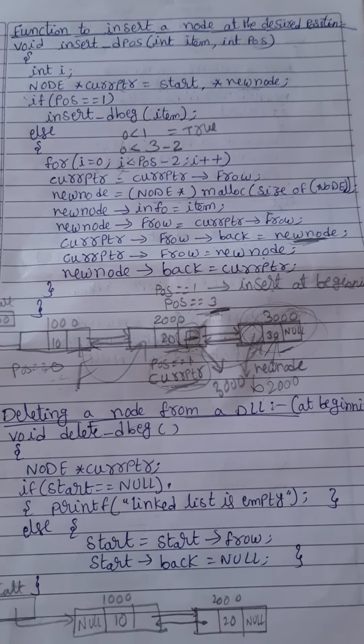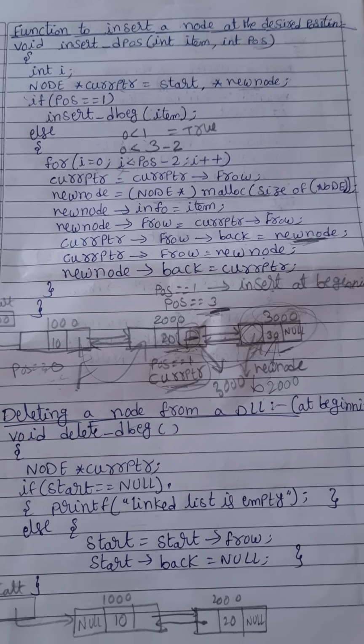See the first one, how to delete the node from the beginning. See this function. This is the function for deleting the node at the beginning. Here we have declared the function called void delete. At the beginning we have to define the current pointer, and if start equal to null, that means at the beginning itself we are going to delete the node.